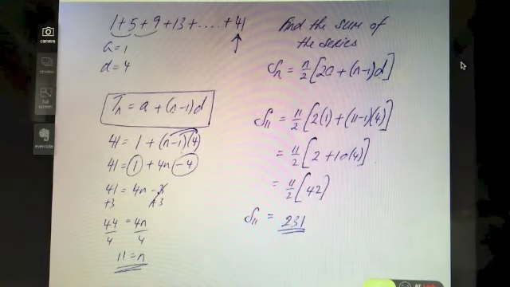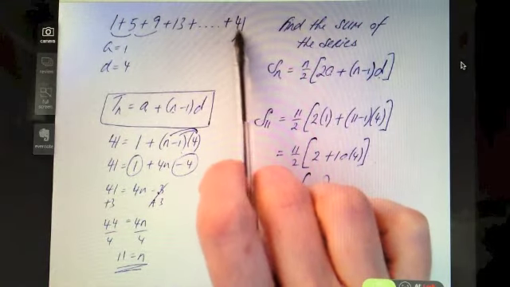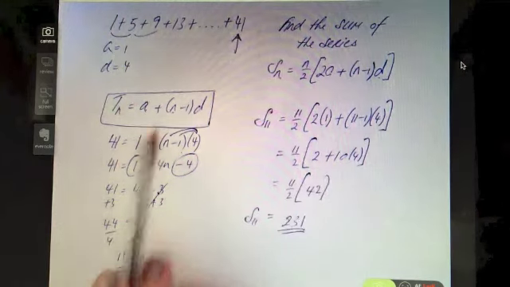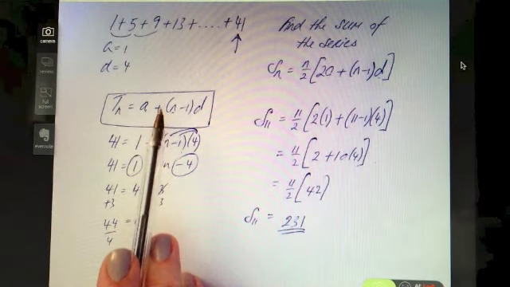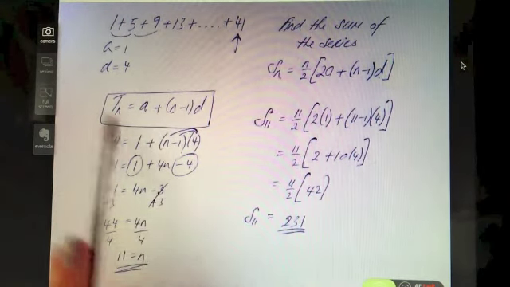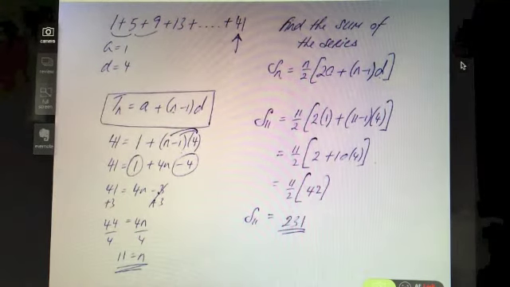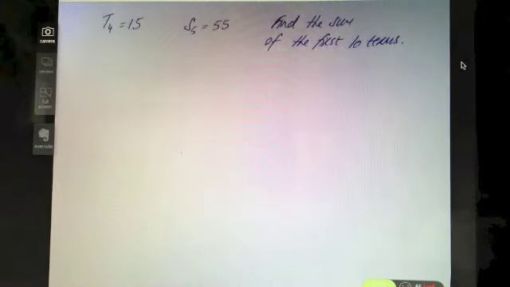So watch out for questions like that, where you know the result, you just don't know what particular term it is. Then don't forget we can always use this formula here in the log tables. This is the nth term formula. This is the sum of the series. Okay, so try this question.